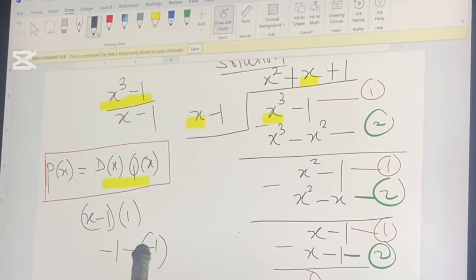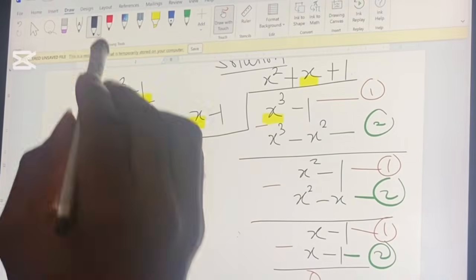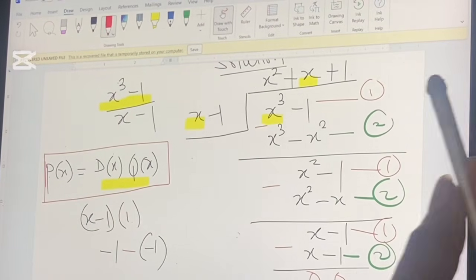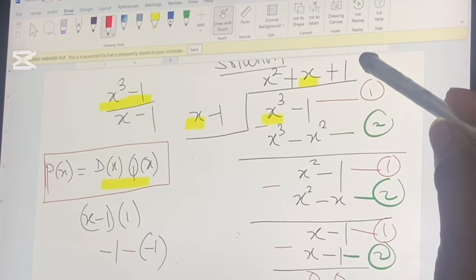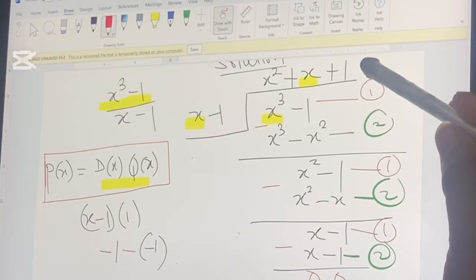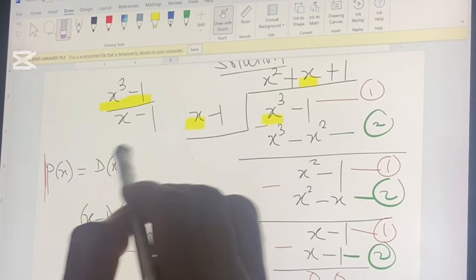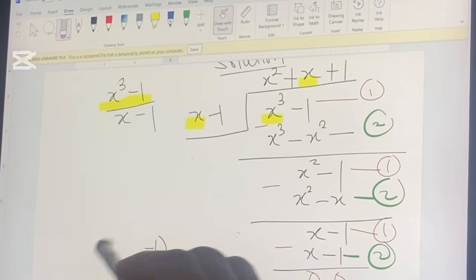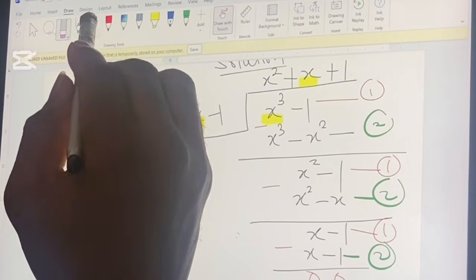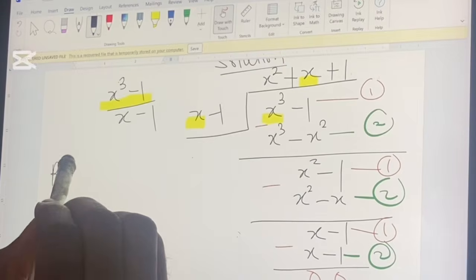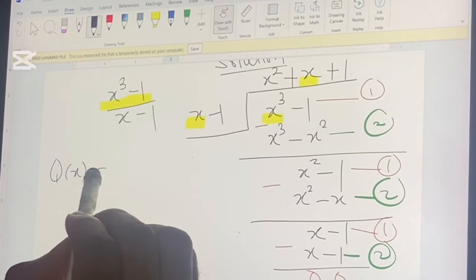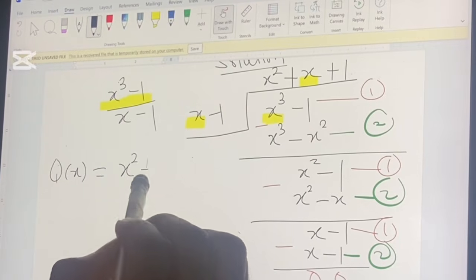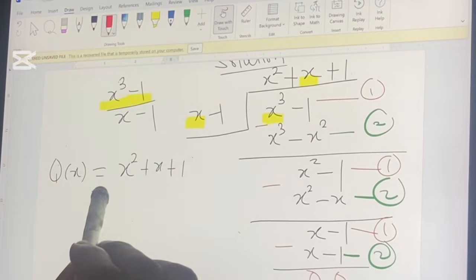Minus times minus is plus. So minus 1 plus 1 will give us 0. Please take note. So I'll have this to be 0 here also. So class, our remainder is 0. Our quotient is s squared plus s plus 1. In this question, we are asked to represent the quotient. We are not asked to represent the remainder. So our quotient here is equal to s squared plus s plus 1. This is our answer here.